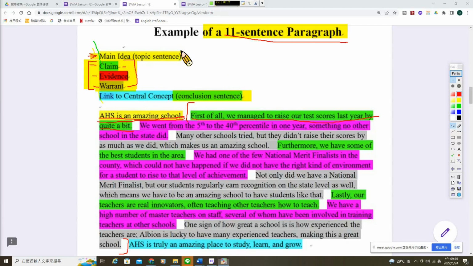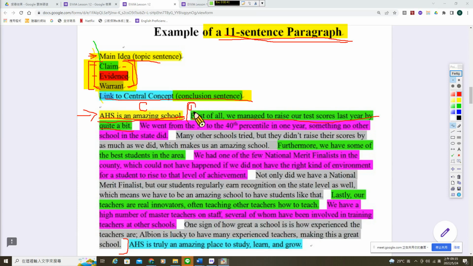So let's take a look at this 11 sentence paragraph. We start with the main idea and end with the conclusion sentence, right? So inside here we have a bunch of analysis and evidence, and according to the 11 sentence paragraph, we have a claim, evidence, and warrant. So we start with: AHS is an amazing school. But why? If this is your claim, then your readers will be eager to find out why it is the case. So you provide 3 of your opinions.